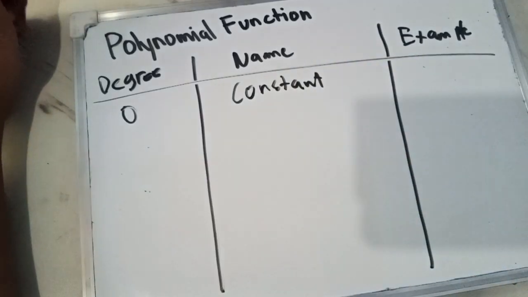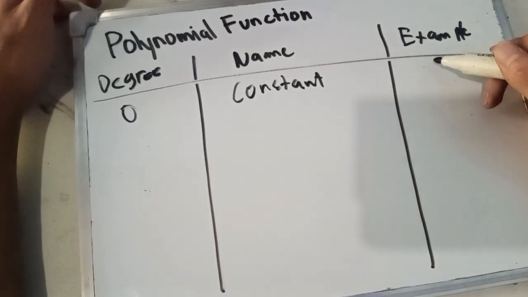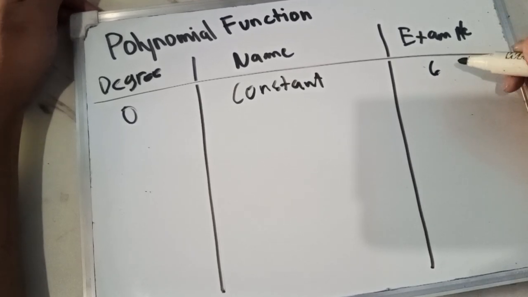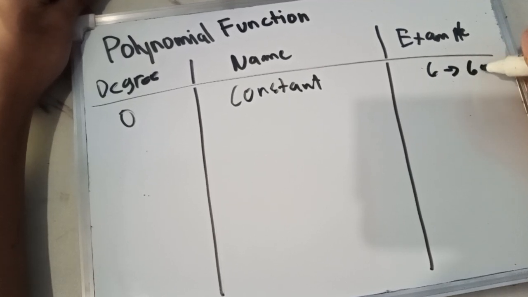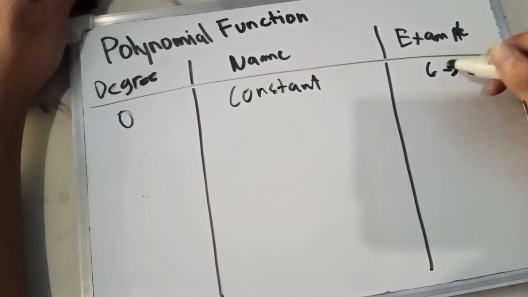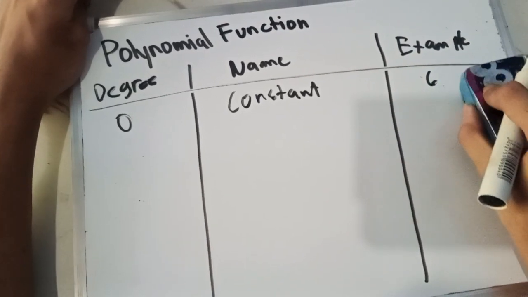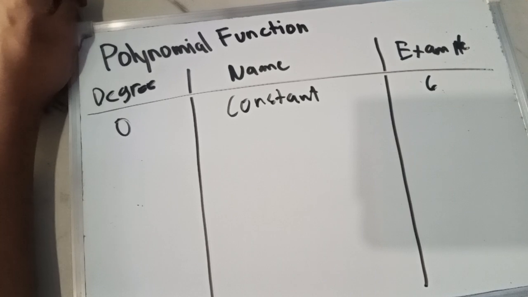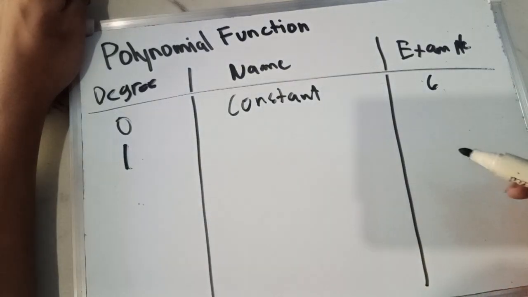So how do we know if the degree is 0? If the polynomial looks like this, it is constant because it is written as 6 times x raised to 0, and anything that is raised to 0 is 1. So we come up with 6. So anything with no variable is constant or has a degree of 0. Now, how about a degree of 1? This is now called linear.